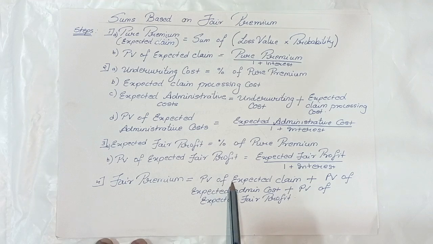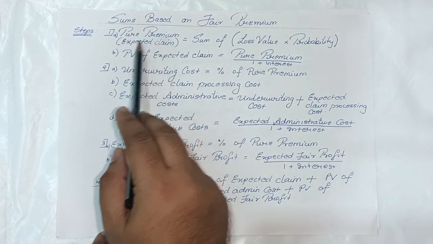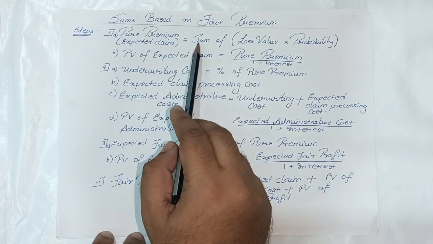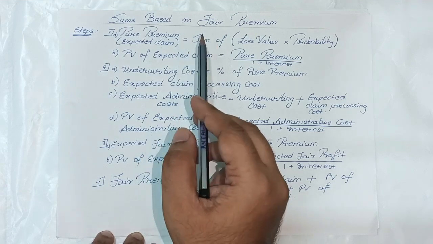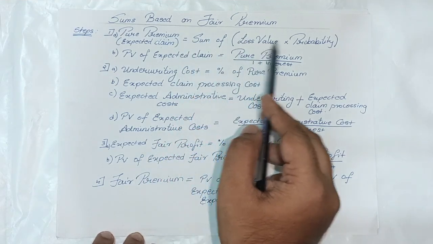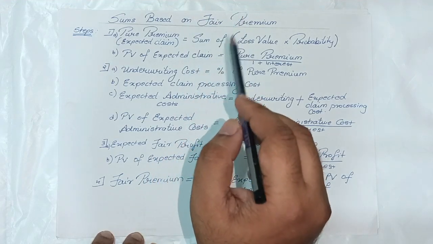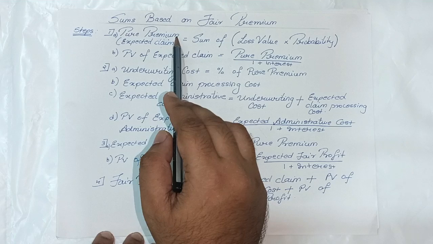In order to find the PV of expected claim, we need to first find the pure premium, which is also known as the expected claim. The formula is very simple. It is equal to the sum, meaning the addition, of the loss value into the probability. So they will give you in the question all the loss values and the probability, multiply them, add them all up, and that will become your pure premium.